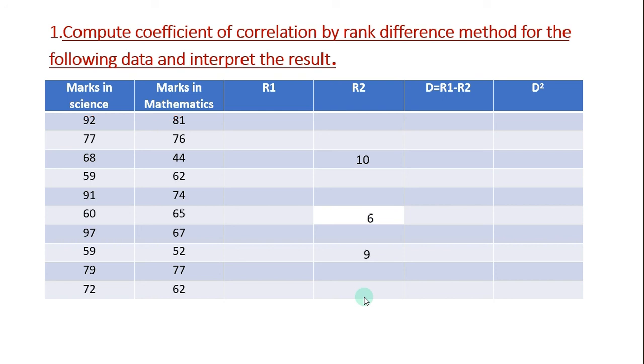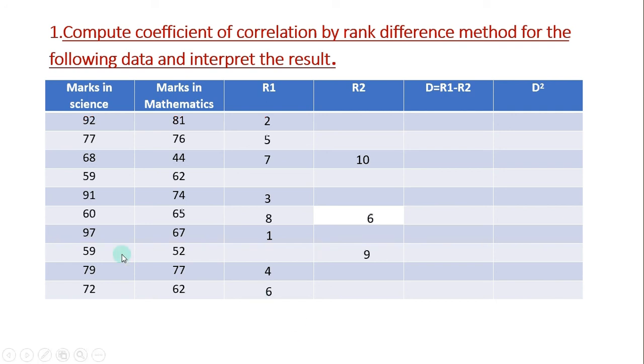First, we have to give ranks to these scores. The highest one is 97, so that is the first rank. The next score below 97 is 92. Like this we give ranks to all the scores: 4, then 5, then 6, 7, 8.